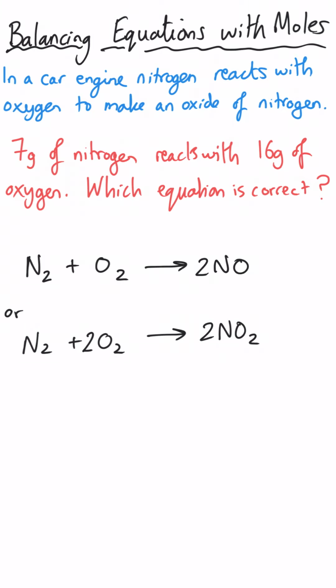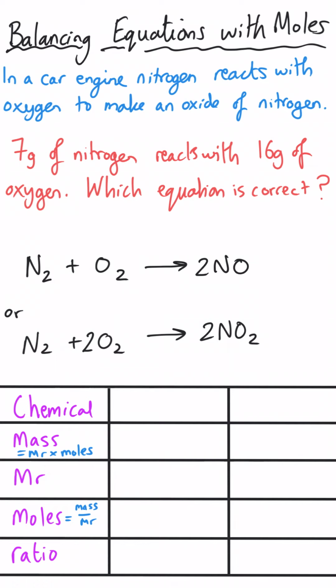Now, what we need to remember is, when we were balancing the equations, what this really is telling us is that 1 mole of nitrogen is reacting with 1 mole of oxygen to produce 2 moles of nitrogen monoxide. So there's 1 oxygen. And the second alternative equation is where 1 mole of nitrogen is reacting with 2 moles of oxygen to make 2 moles of nitrogen dioxide. And so our job then is to work out how many moles of nitrogen we're using and how many moles of oxygen we're using, and then match that to the correct equation.